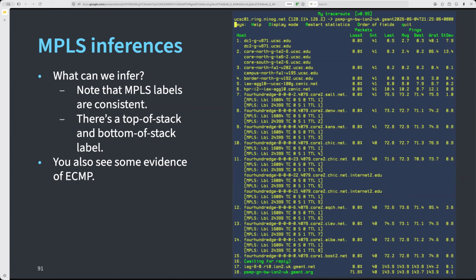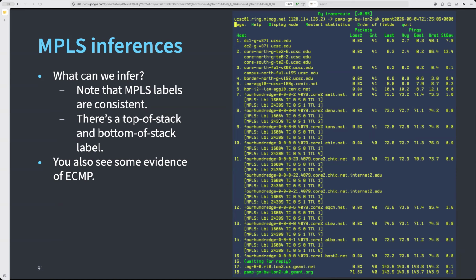There's a top of stack and bottom of stack label. The top of stack label is consistent all the way through the path. What inference can we make from that? That's actually the very useful inference that Internet2 is probably not doing any traffic engineering. They are doing shortest path routing between this ingress router and the egress router. So they're basically doing a loose shortest path. And it's probably segment routing that they're using, because that would not change the label.